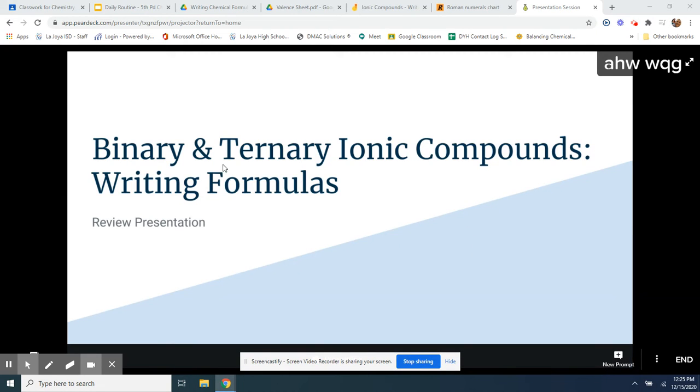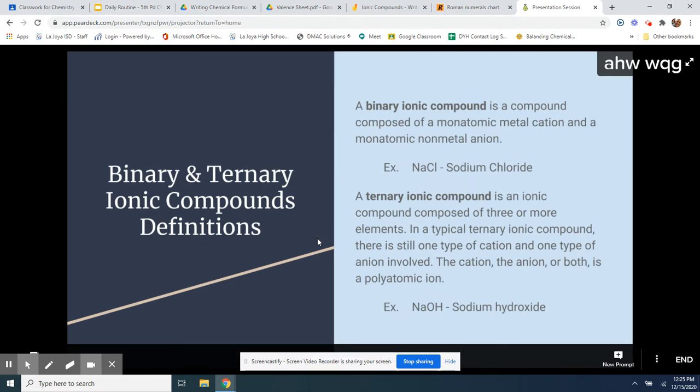Hi guys, so today we're going to be talking about ternary and binary ionic compounds. We're going to be reviewing how to write formulas. This is a review presentation. Some of it I did get from CK12, like these definitions.